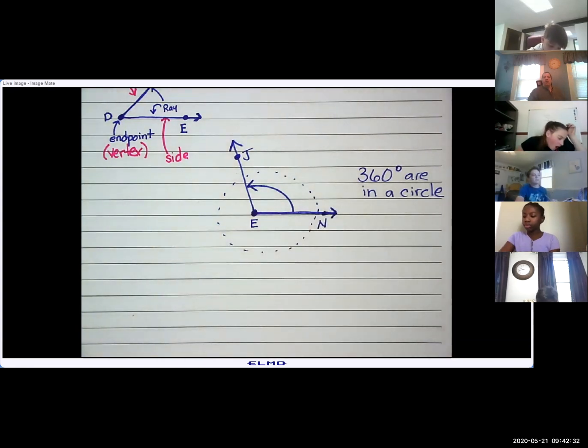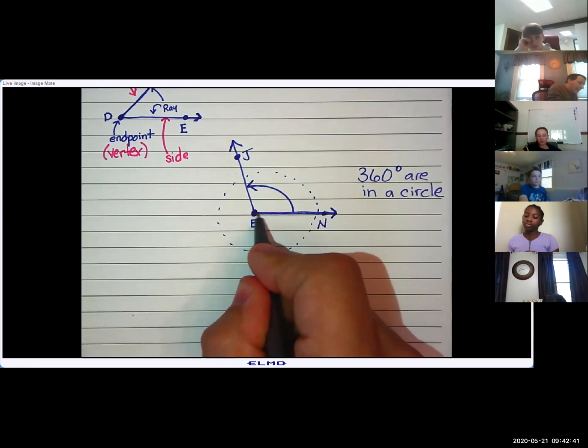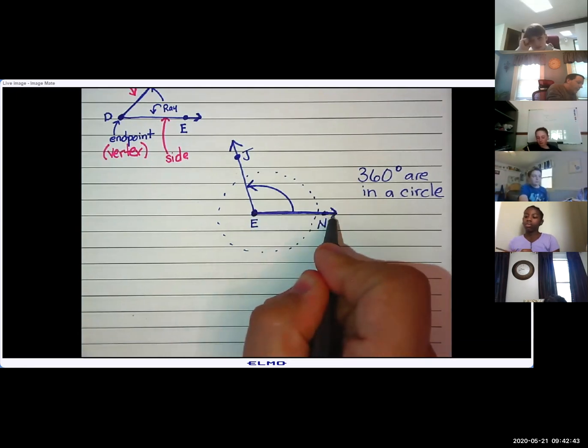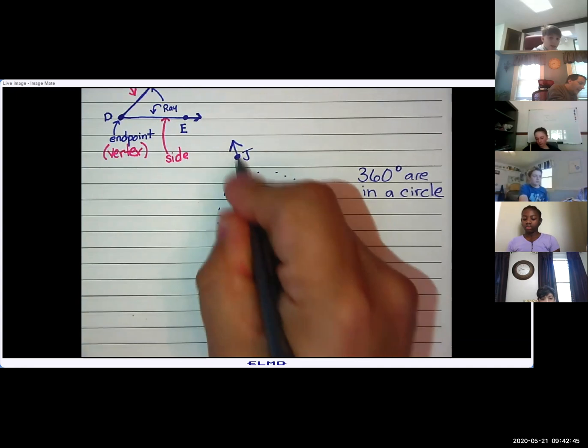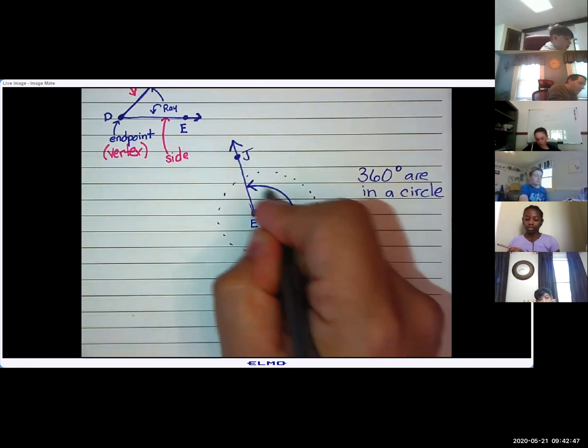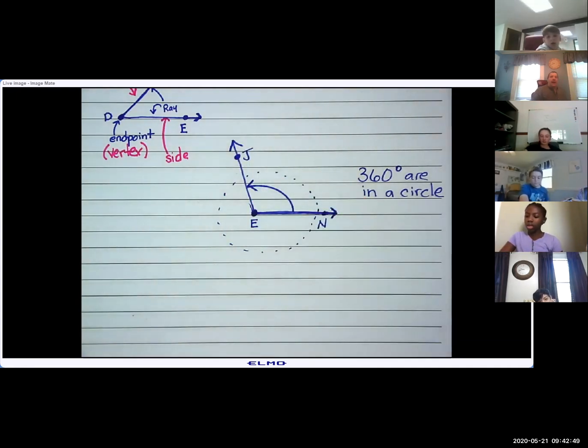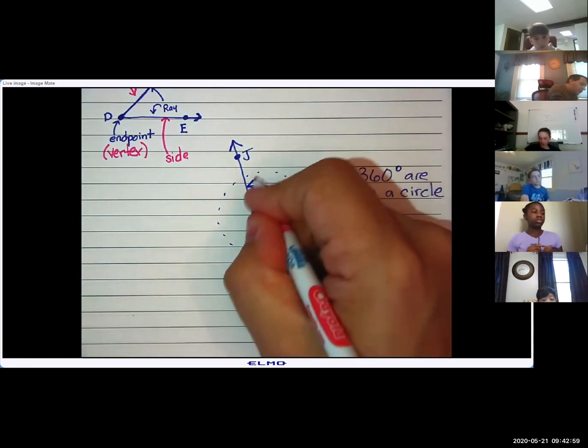did I go in a circle? I did not go in a circle. What I do see is I have the side where I started, the side where I ended, and I've got this portion right there. Do you know what we call that? Angle. That's an angle. I also want you to notice there's this space right here.